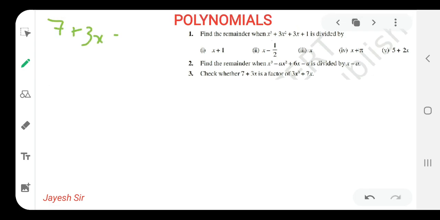7 plus 3x is equal to 0. We have to make that 0. Now 3x as it is, and 7 will go to that side and become minus 7. The value of x is minus 7 upon 3. What we are getting is that the value of x is minus 7 by 3.